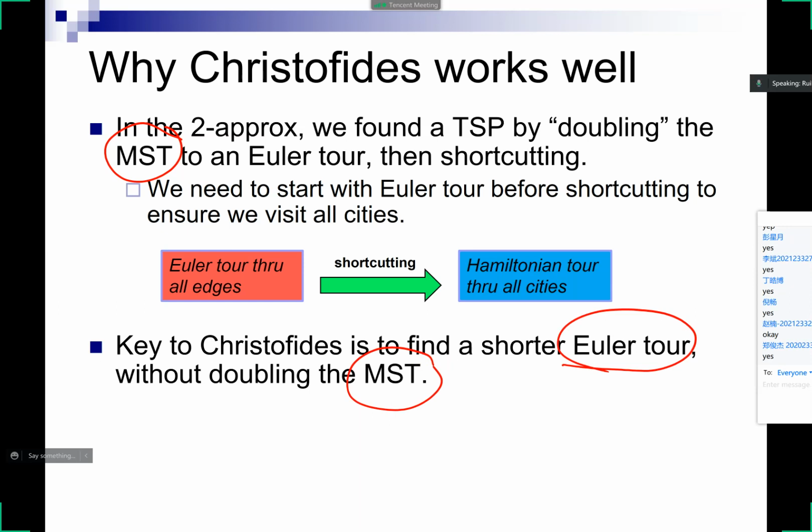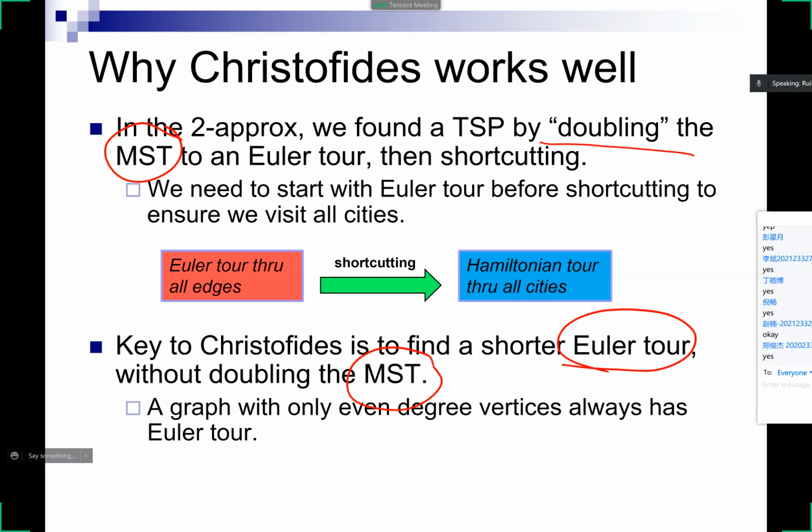And what you can show is that the graph, which is the MST plus the matching, is going to be shorter than doubling the MST. In fact, what we're going to show is that the MST plus the matching is going to be at most 1.5 times the cost of the MST.